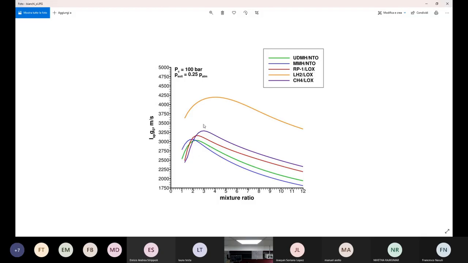And you see that the differences of performance of all the other combinations are not so large. So we see that we can improve slightly the performance considering methane, but it's not a huge difference compared to, for instance, RP1 or storable combinations that you see in the green and blue lines.